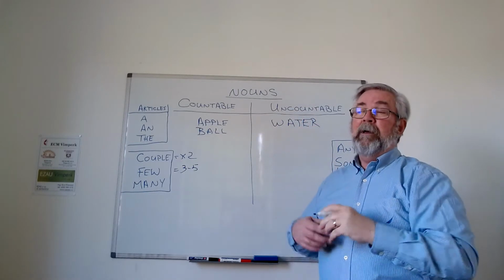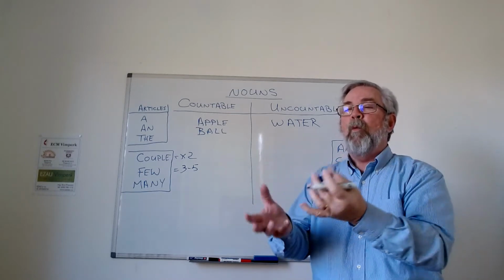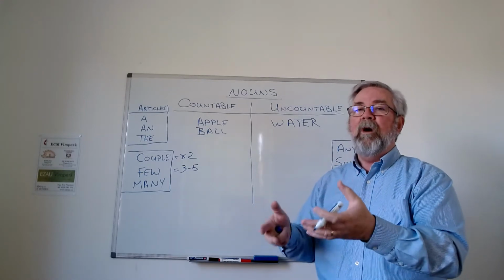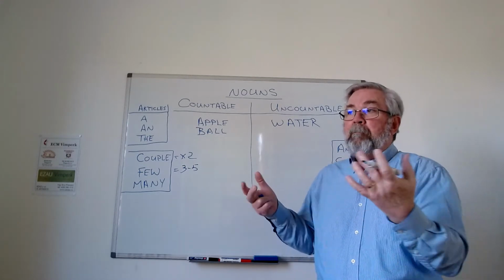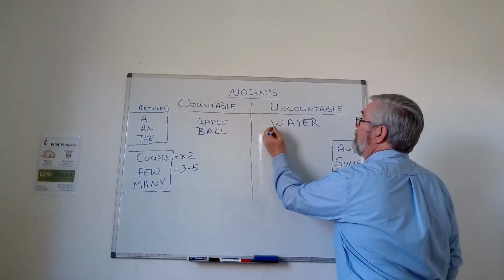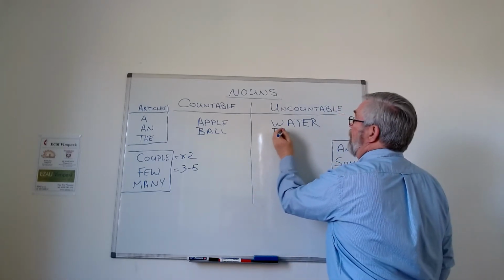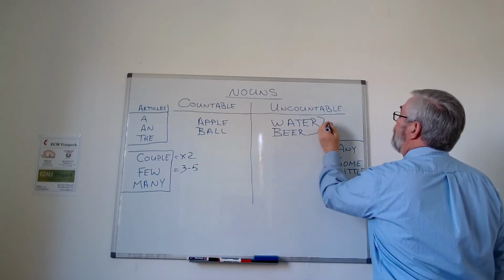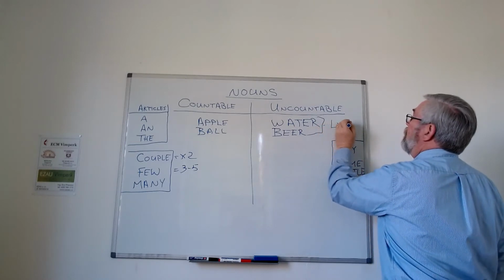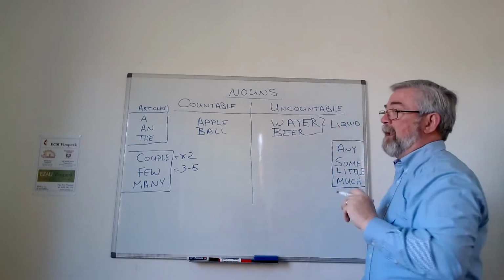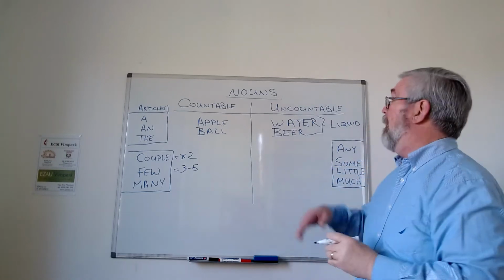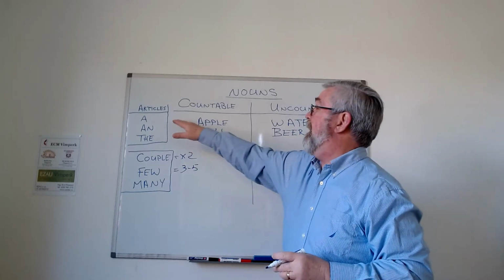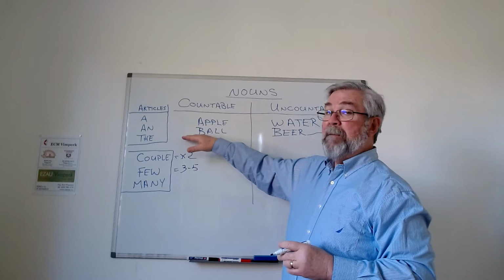So water would be uncountable, because it's a liquid. You can't put a quantity on a liquid. Beer is the same way. If it's a liquid, it is uncountable. So, what we do, we can say, I need an apple or a ball.